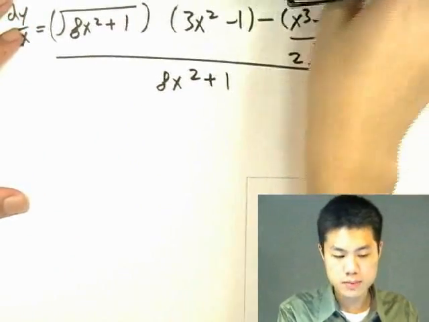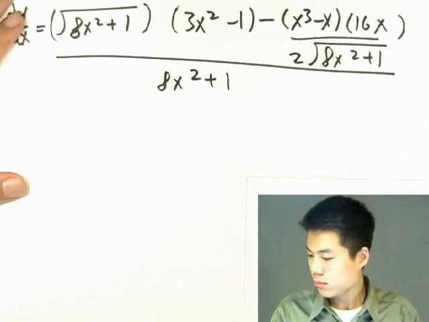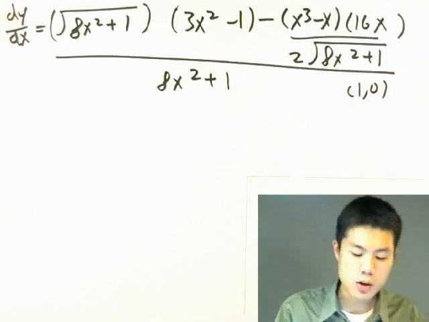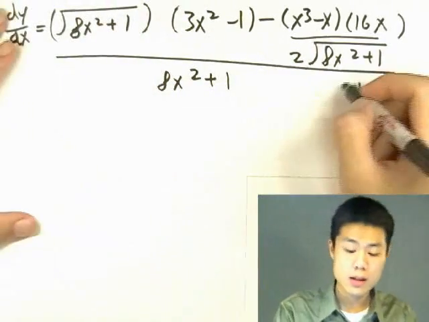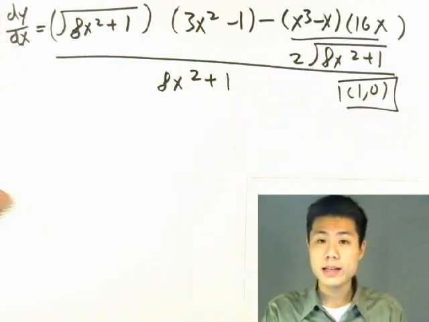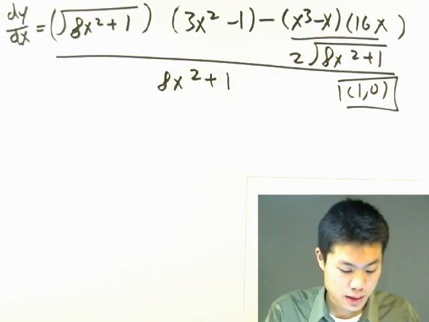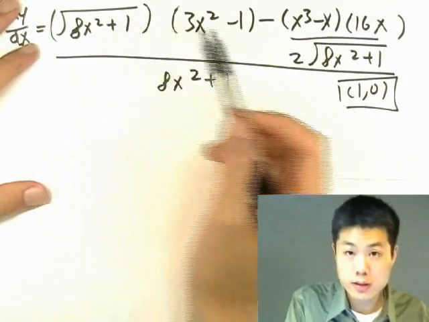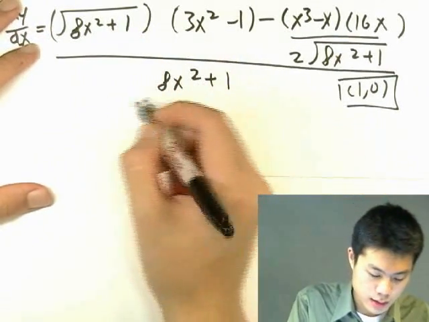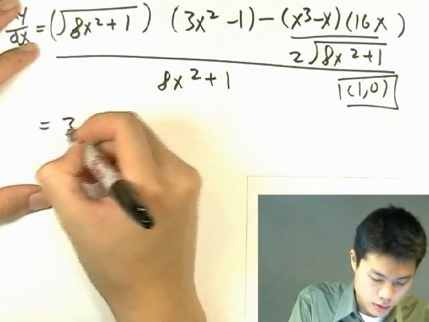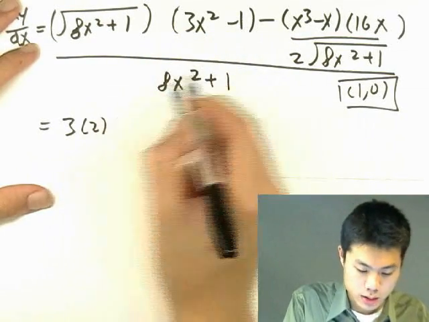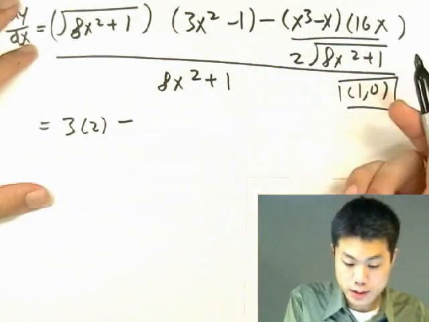So now, remember, I want you to find the slope at the point (1, 0). So am I going to simplify this? No. I'm just going to plug this point in, and look how easy it becomes. Because x is 1, 8 plus 1 equals 9. The square root of 9 is 3. So 3 times 3 minus 1 is equal to 2. Then 1 minus 1 is 0.